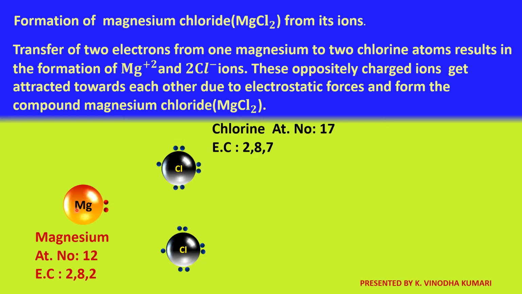So magnesium will donate its 2 electrons, 1 each, to chlorine, resulting in the formation of magnesium plus 2 and then 2Cl minus. So these two oppositely charged ions are attracted towards each other, resulting in the formation of magnesium chloride. Okay, so this is the second example. Now we'll discuss another example.